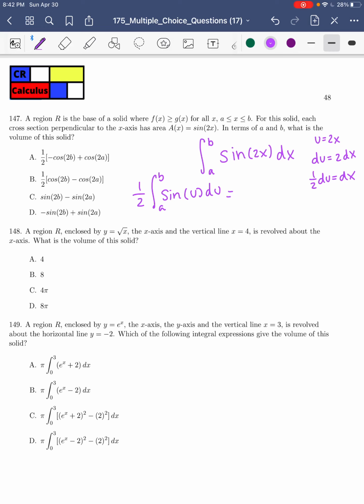And I know my antiderivative of sine is negative cosine, so it's going to be 1/2 negative cosine 2x from A to B. So 1/2 negative cosine of 2b plus cosine of 2a, or a.